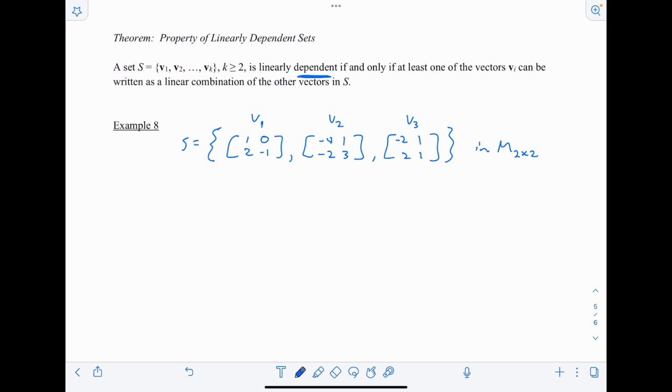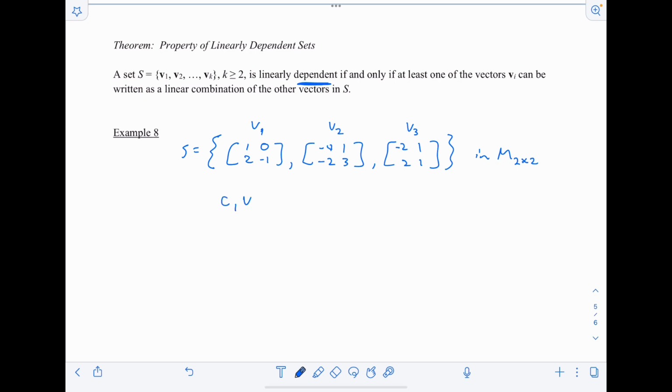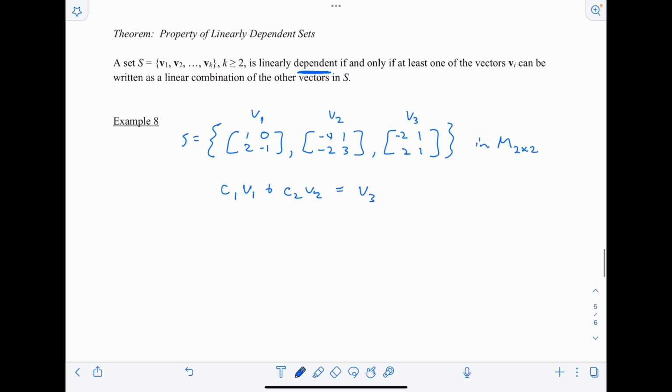So I'm going to look at S, I'm going to pick one of these matrices and see if I can write that matrix as a linear combination of the other two matrices in the set. So for example, can I take C1 times V1 plus C2 times V2, and can I make that equal to V3? A linear combination of one vector using the other vectors in the set.